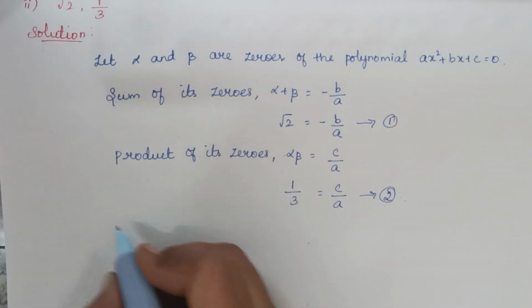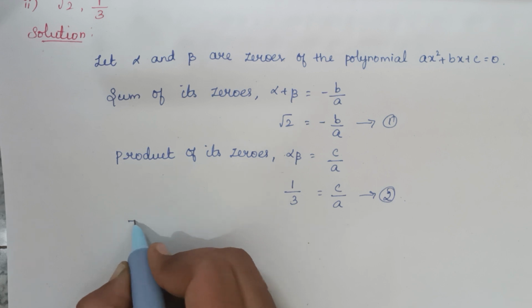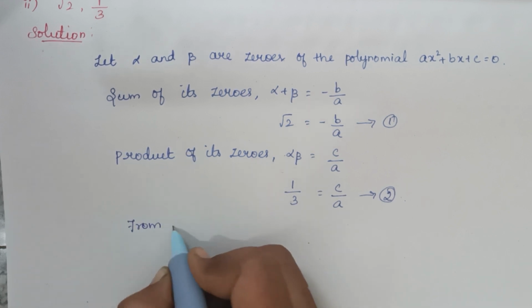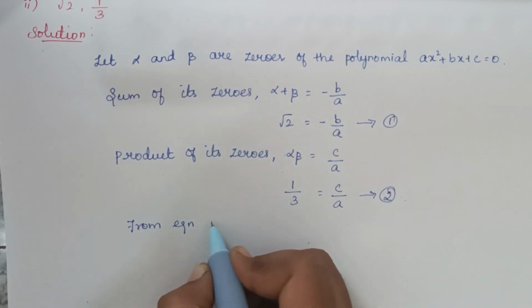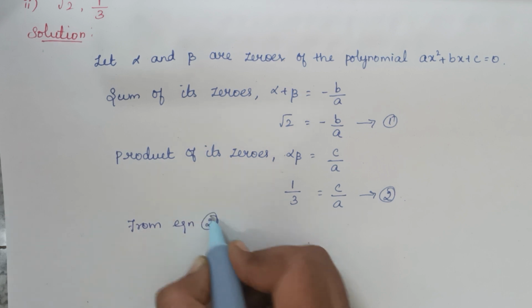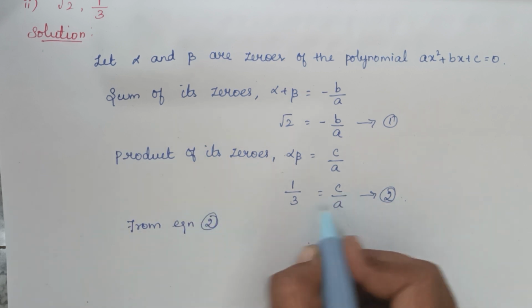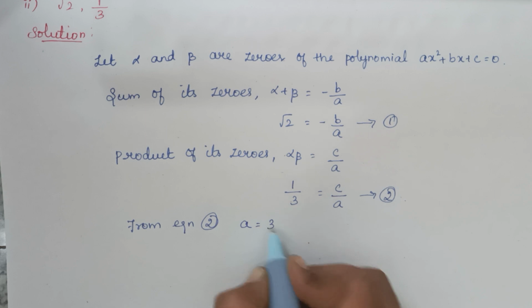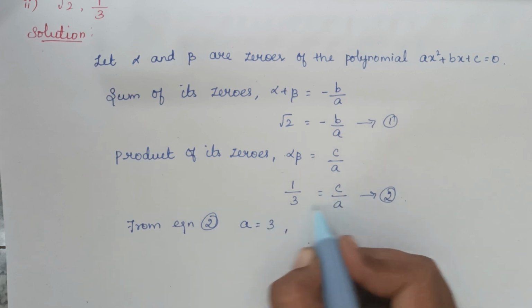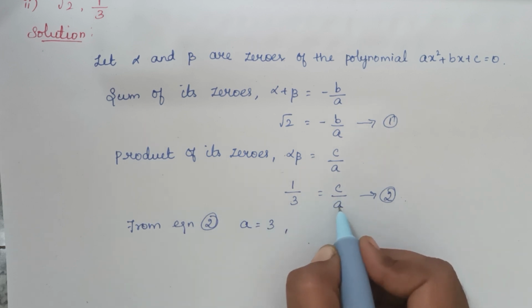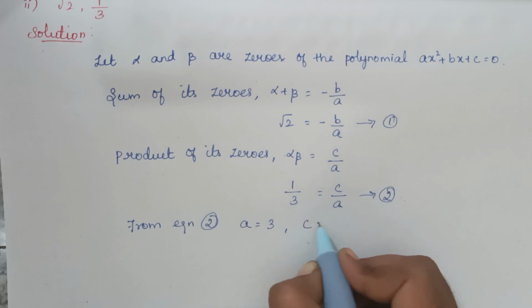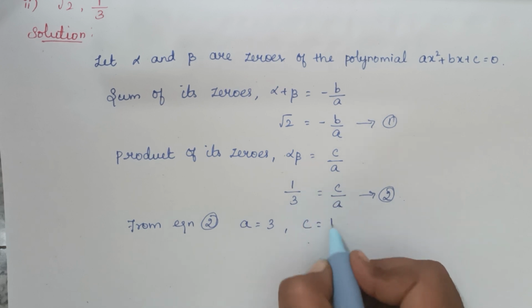So by comparing equation 2, the value of a is equal to 3. Just compare both sides. So the value of a is equal to 3, then the value of c is equal to 1.